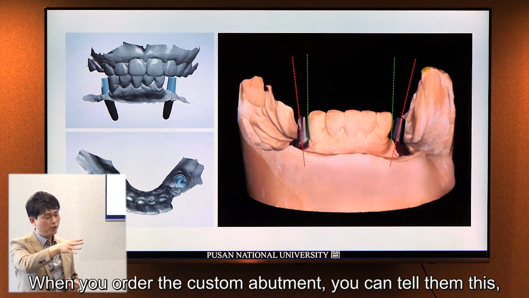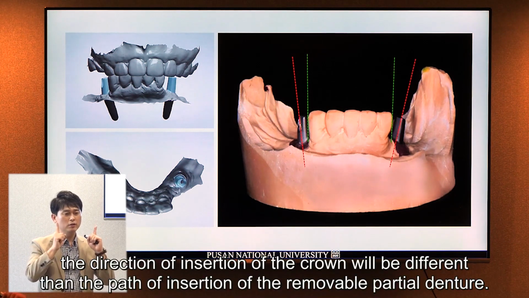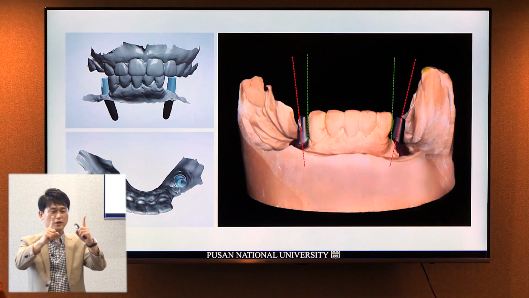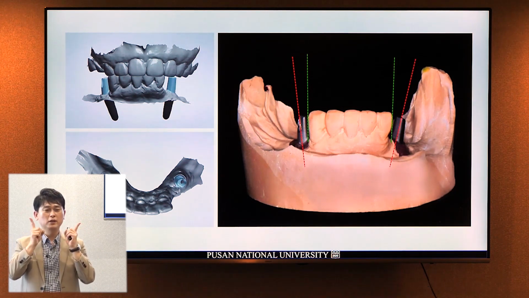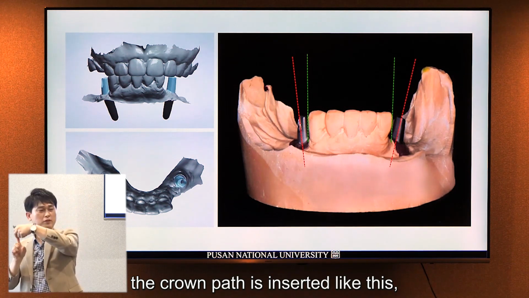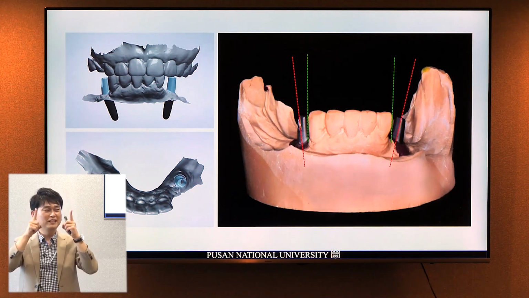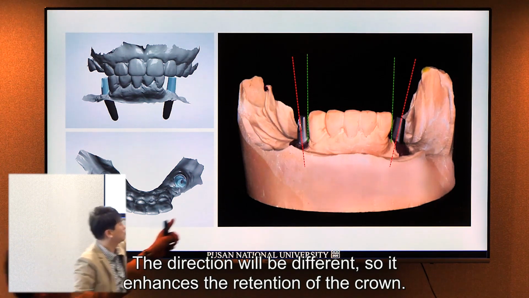So okay. When you order the custom abutment, you can say like this. The direction of insertion of the crown will be different from the path of insertion of the removable partial denture. So the crown is like this. The abutment is like this. The crown path is inserted like this. But the removable partial denture like this. The direction will be different. So it enhances the retention of the crown.